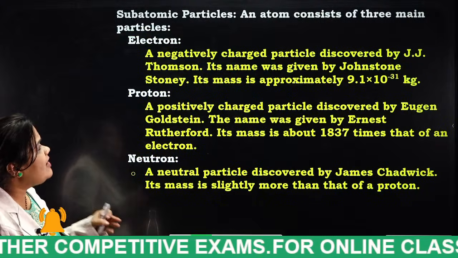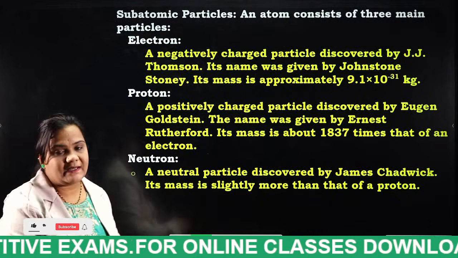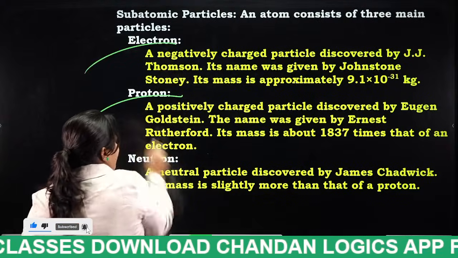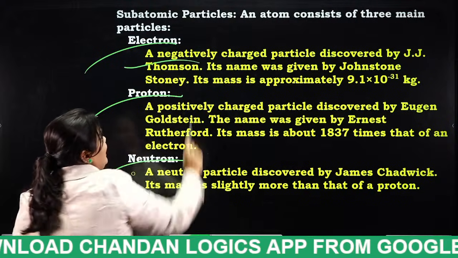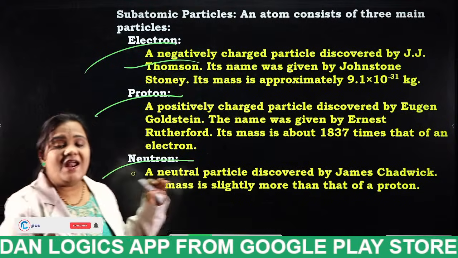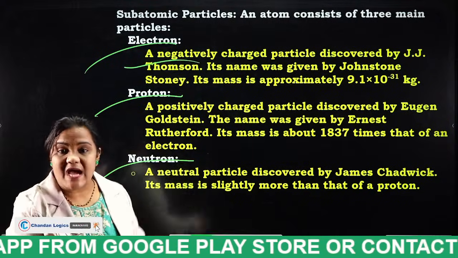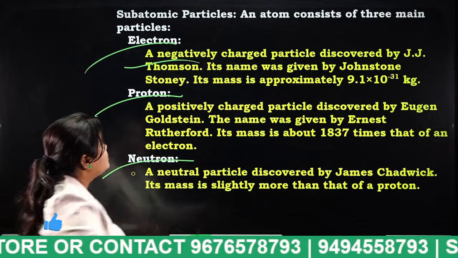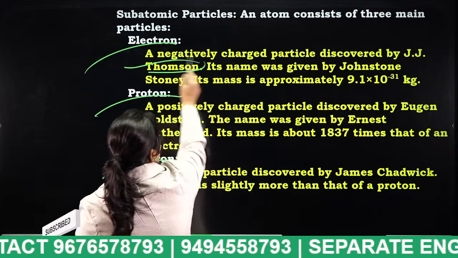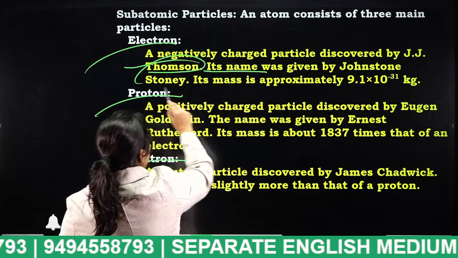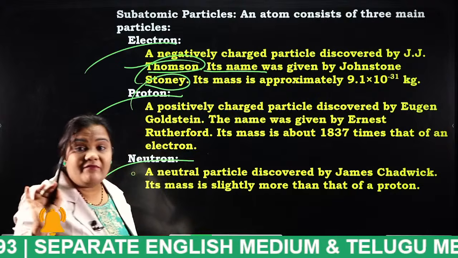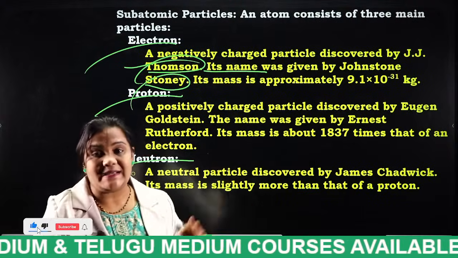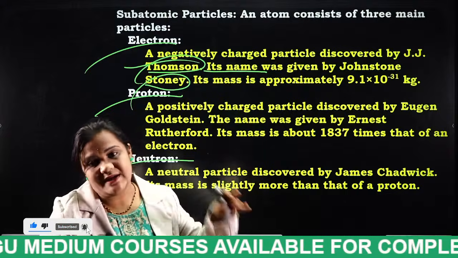Next, subatomic particles. An atom consists of three main particles. We all know very well, so what are those, students? Electron, proton and neutron. What do you mean by electron? The electron is negatively charged. Who discovered the electron, students? J.J. Thomson. Its name was given by Johnstone Stoney. Remember, very important, the atom is composed of three particles: electrons, protons and neutrons.